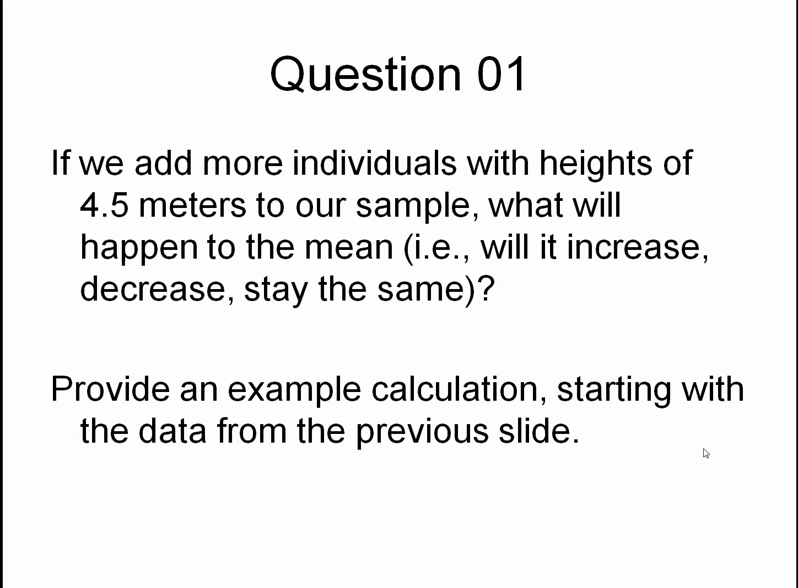Question 1. If we add more individuals with heights of 4.5 meters to our sample, what will happen to the mean? I.e., will it increase, decrease, or stay the same? Provide an example calculation starting with the data from the previous slide.